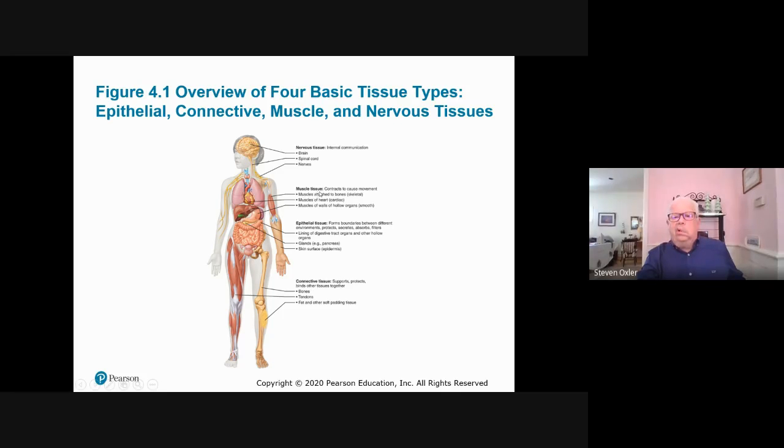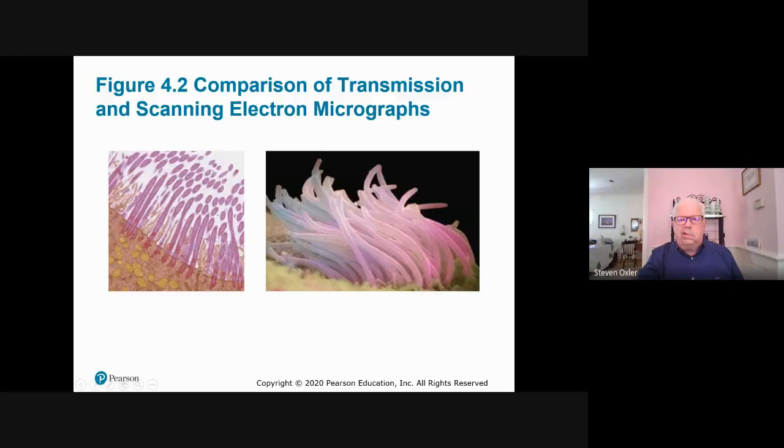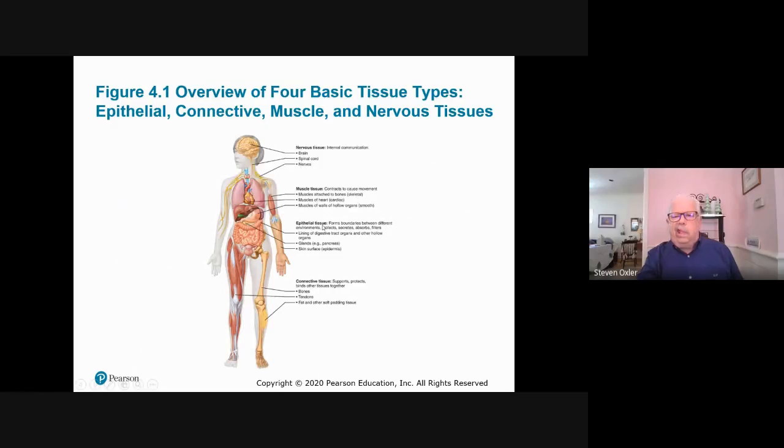Muscle tissue is movement, and it is all attached to bone, or the muscles of the heart, or the muscles of the walls of the hollow organs, otherwise known as smooth muscle. Epithelial tissue forms the boundaries between different cells and also the boundaries between the environment. It protects, it secretes, it absorbs, and it filters. Basically, it's your skin, the glands of the body, and the lining of the digestive tract.